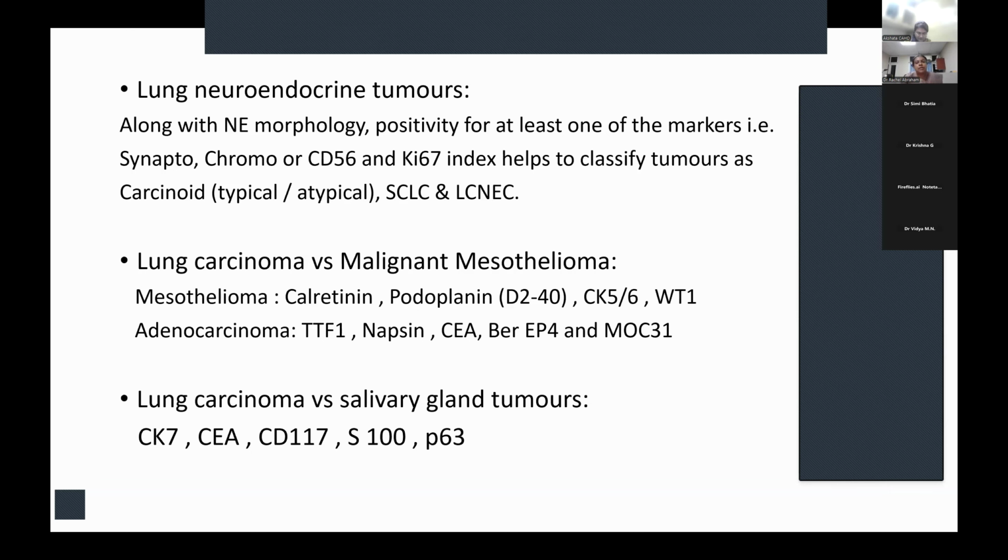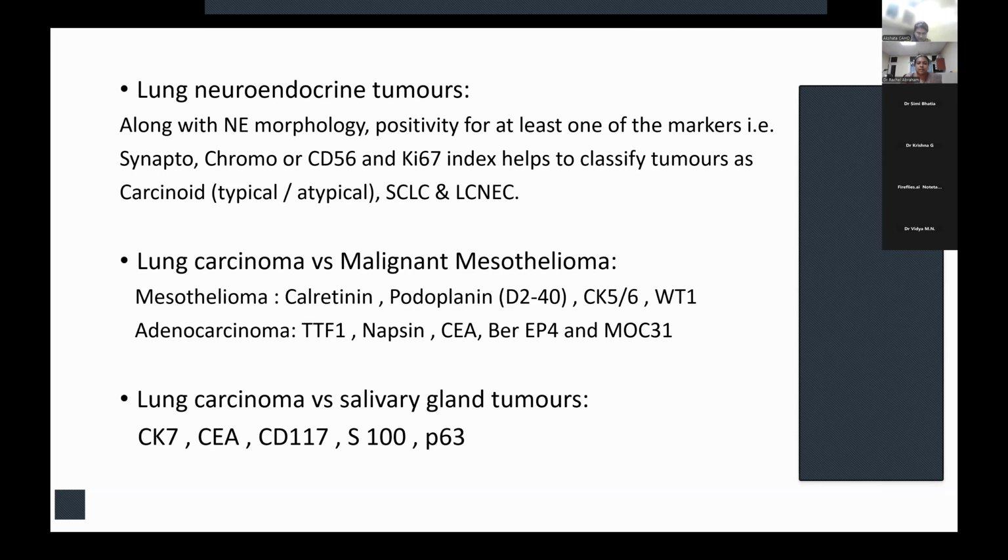Now, if you have an endobronchial based tumor in a relatively young adult, be careful not to miss out on a salivary gland tumor. If you're suspecting a salivary gland tumor, you can apply a panel of luminal markers, that is CK7, CEA, CD117, and myoepithelial markers such as S100 and P63 to confirm your diagnosis.